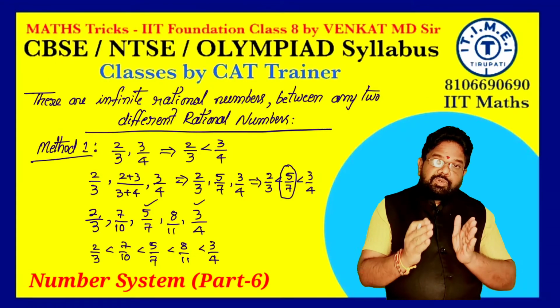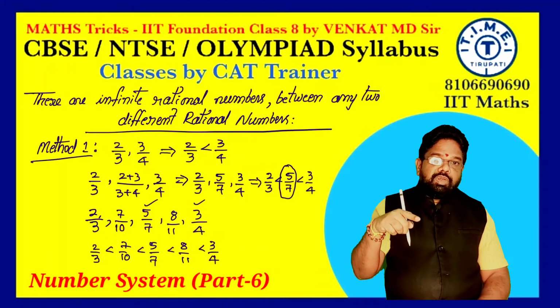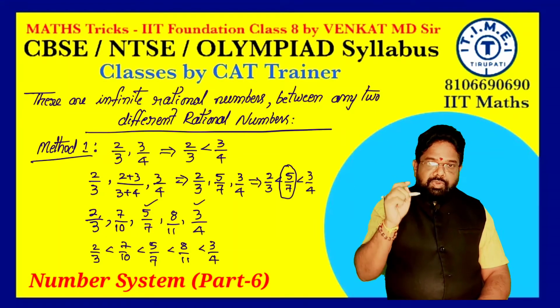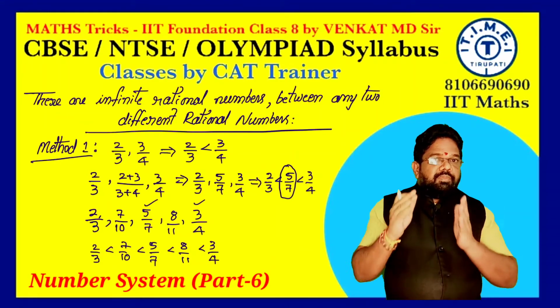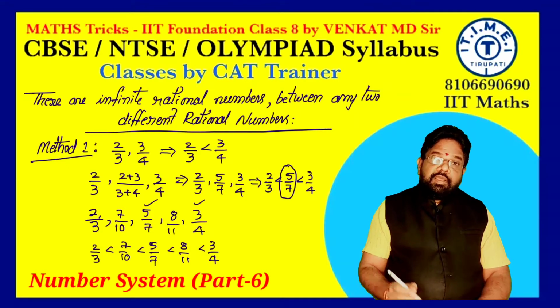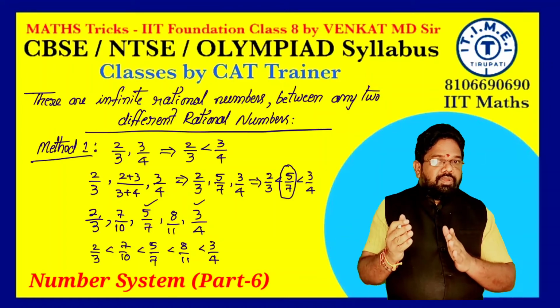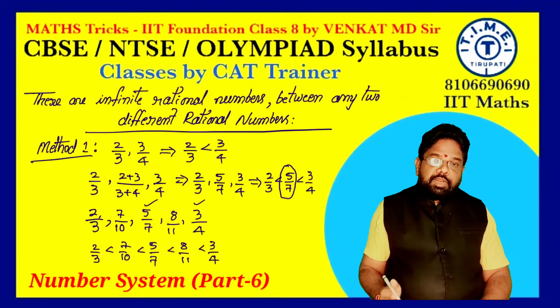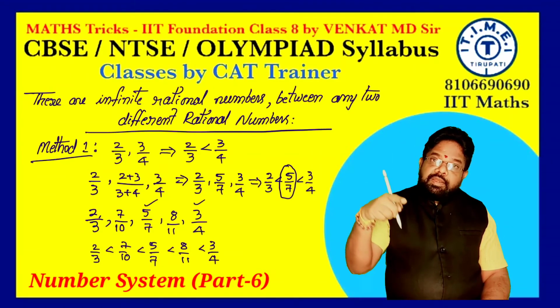Okay, now compare the first two fractions, which is greater. Do cross multiplication: 2 times 10 is 20, 3 times 7 is 21. So the second one is greater. Now compare the second and third fractions with cross multiplication: 7 times 7 is 49, 5 times 10 is 50. So the third fraction is greater than the second fraction. Now compare the third and fourth fractions: 5 times 11 is 55, 8 times 7 is 56.